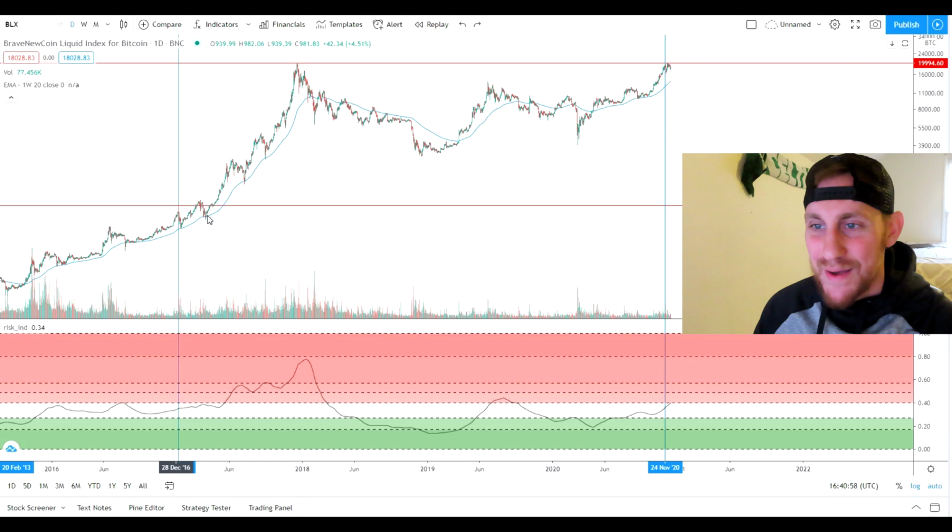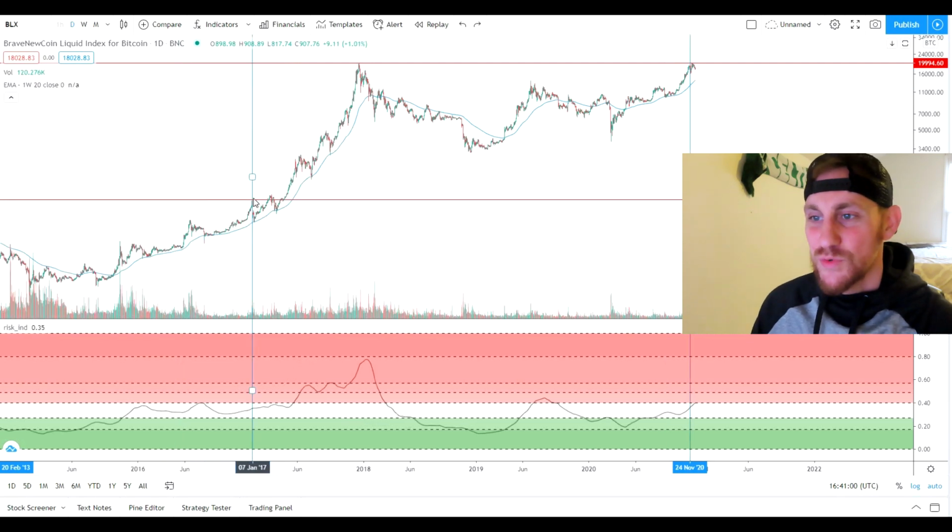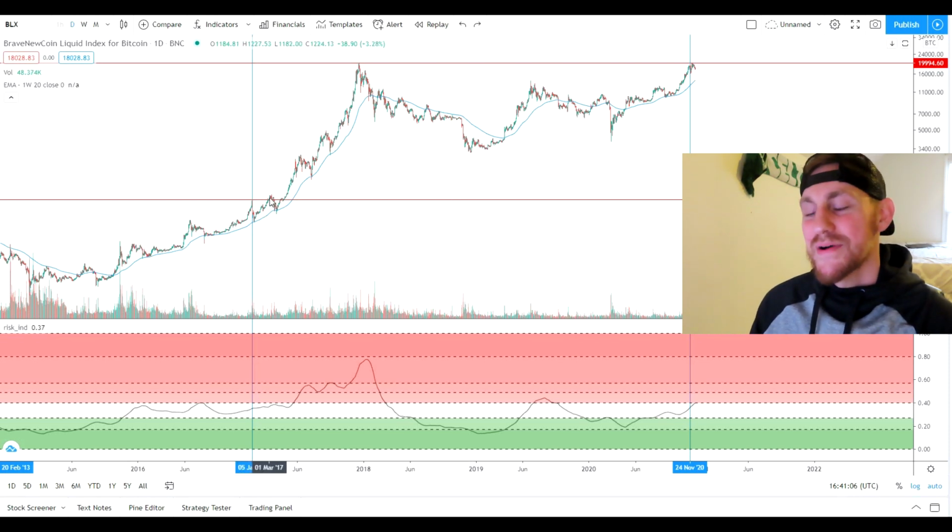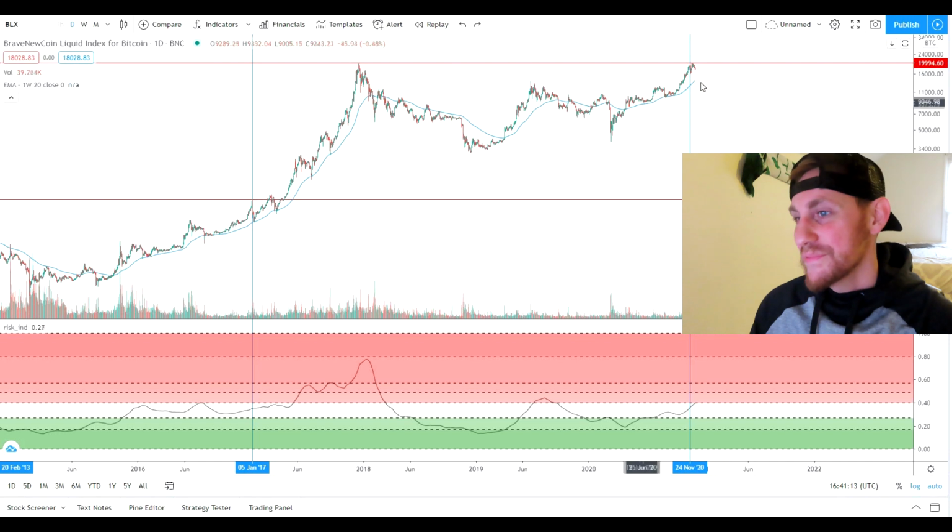It's kind of what happened last time, right? You guys can see we moved up, tested all-time high, came back down, retested the 20-week moving average, came back up, retested all-time high again, came back down, retested the 20-week moving average again, and then started moving up. So pretty much what happened in the last bull market is what I expect this time.